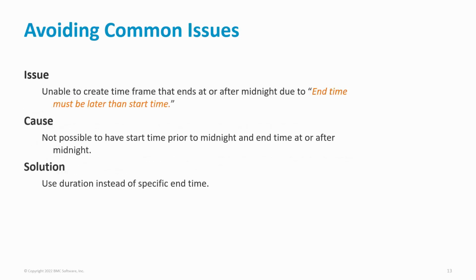An error would be seen when trying to create a time frame that starts before midnight and has an end time at or after midnight. For example, start of 2300 hours and end of 0100 hours. In this example, it will be necessary to specify duration rather than specific end time.